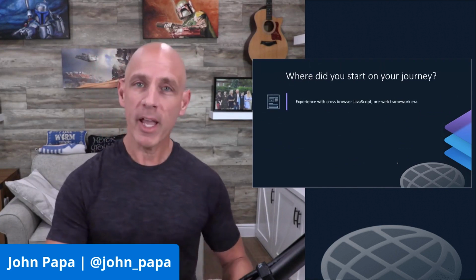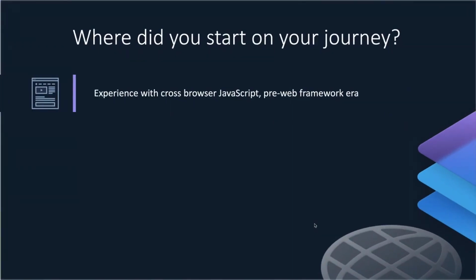So this is for all of us. You may have had experience with a lot of those things I mentioned, like the cross-browser JavaScript days, when you had to write if-then statements depending upon the browser you're using and the version of the browser inside of JavaScript, pre-web frameworks. And then some of us started with the jQuery era, where jQuery kind of solved part of those problems for us. We could write one set of code. And then we had some early web frameworks, things like Dojo and Backbone.